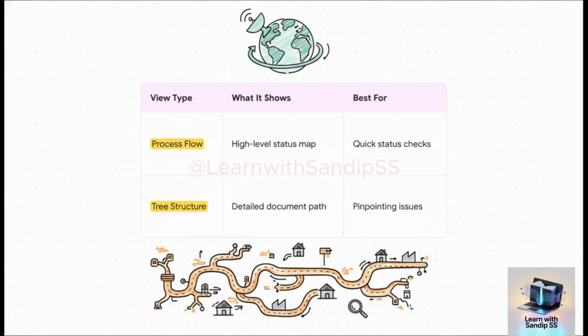And this is where it gets really cool. You basically have 2 ways to look at the information. The process flow view, that's kind of like looking at a map from 30,000 feet. It's perfect for a quick check-in. But the tree structure, that's your turn-by-turn GPS. It shows you every single step, every document, every part of the journey in detail.